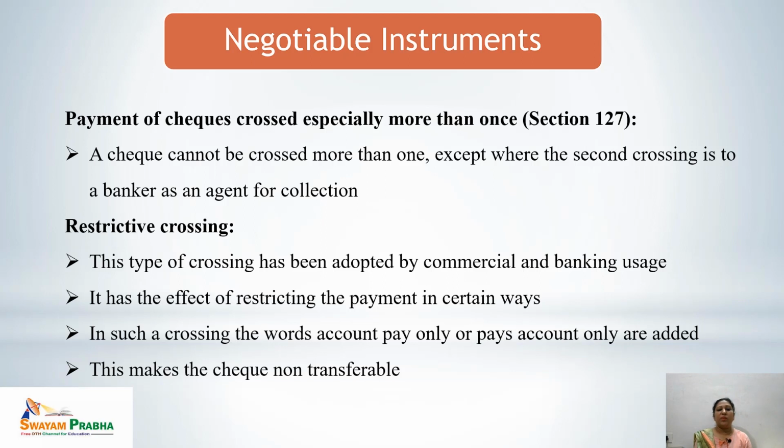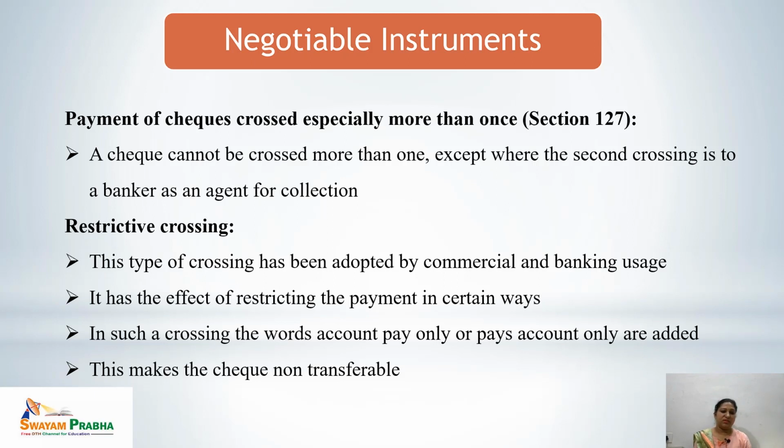Now we come to payment of checks crossed specially more than once. This is a special provision under section 127 that a check cannot be crossed more than once, except where the second crossing is by a banker as an agent for collection. That means a check can be crossed, either as a general crossing or a special crossing, only once, but only a single exception is there. The second crossing is to be done by a banker as an agent for collection of the check.